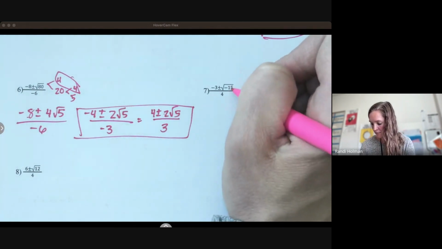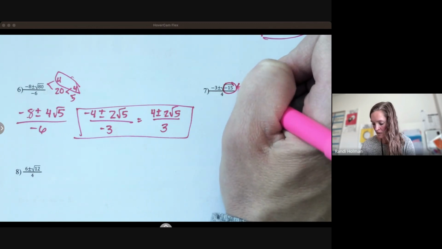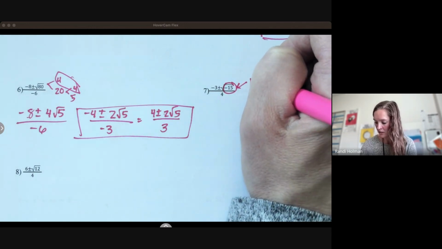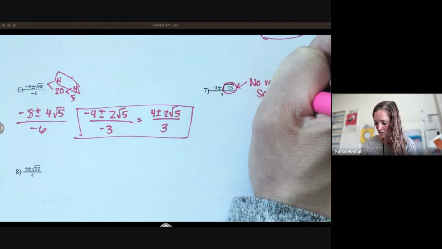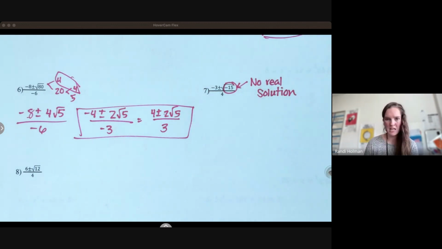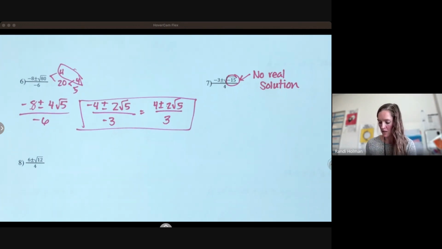Okay, negative. Uh-oh. If you see that right away, no real solution. I can't break down the square root of negative 15 because nothing times itself equals a negative number. No real number times itself equals a negative number.